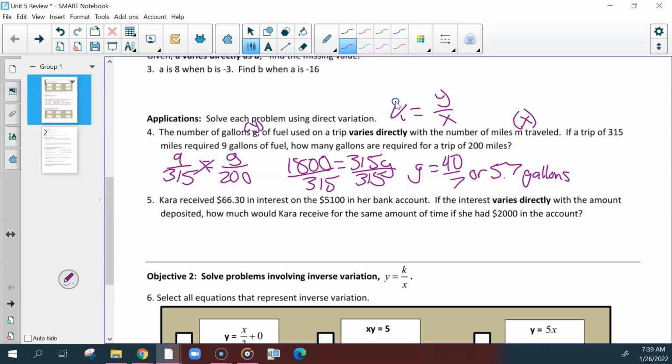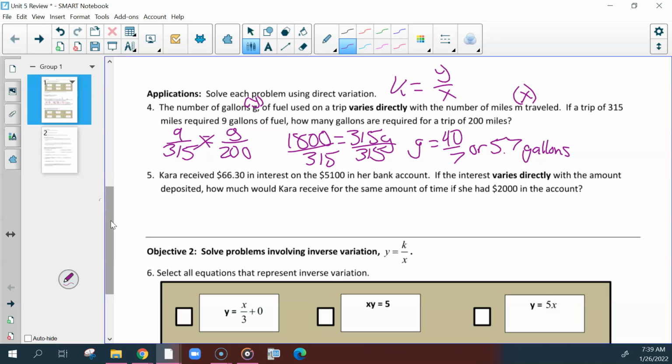The other way you could do this is if you set it up to find K and then put it in your equation. If we were looking for our k value, we still need this y over x, so that k would equal 9 over 315. We could simplify that to be, I think it was 1 over 35. We could put that in our equation.